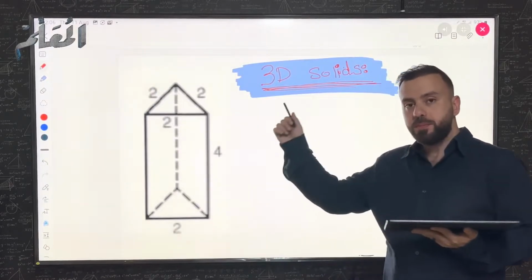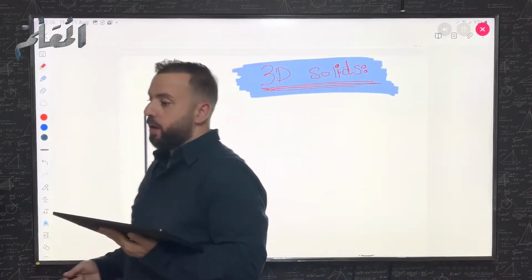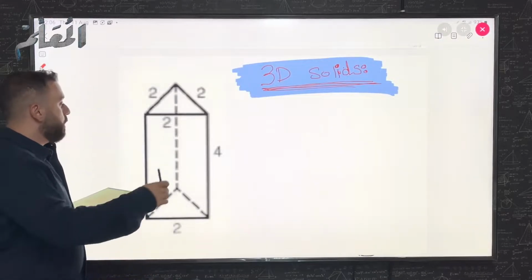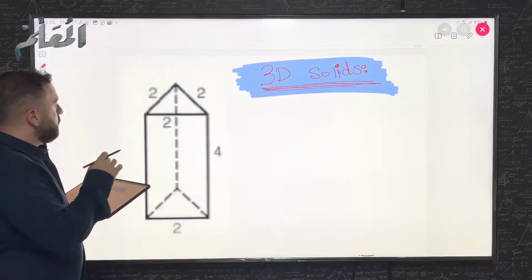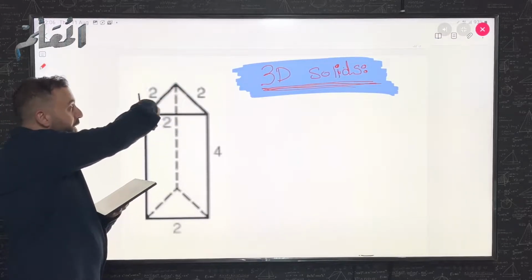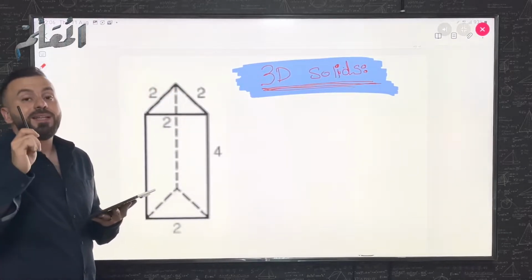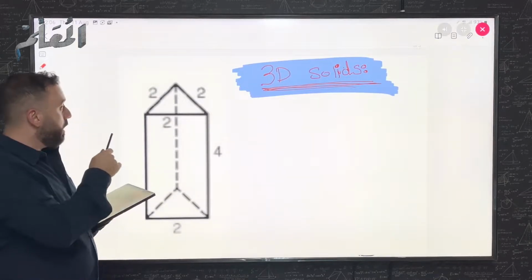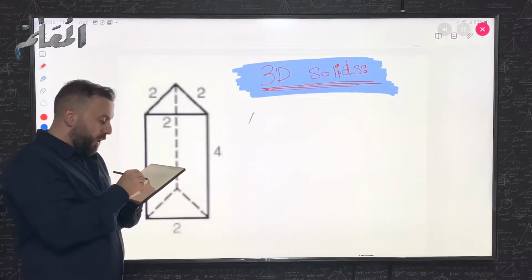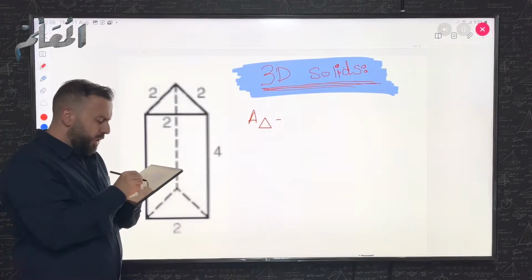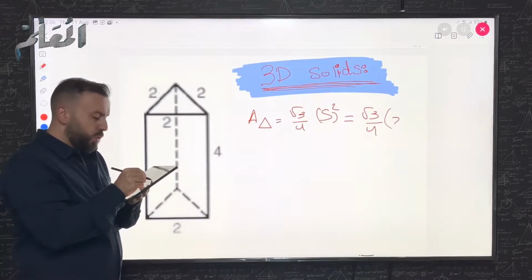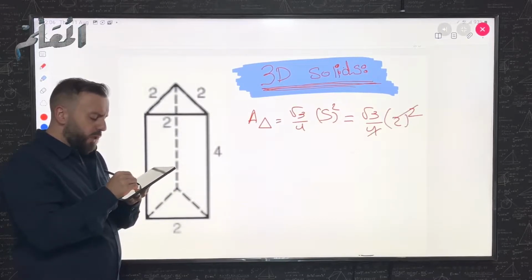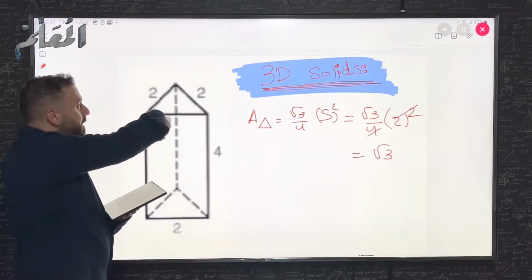Question 1 here. We have a triangular prism, and I want to find the volume. So how can I find the volume? In this case, I have 2, 2, 2, which is the base of the triangular prism. It is an equilateral triangle. So I know that the area of the equilateral triangle is equal to radical 3 over 4 times side squared, which means radical 3 over 4 times 2 squared. The 2 squared cancels with the 4, and the answer is radical 3. That's the area of the base.